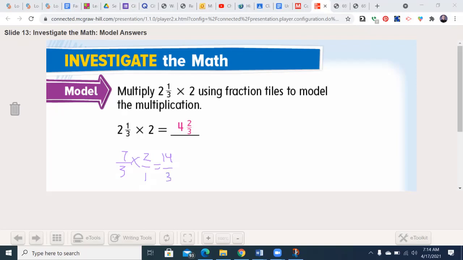3 goes into 14 4 times. And there's going to be a remainder of 2 because 3 times 4 is 12. So this is where I get my 4. The remainder is 2. And the denominator is still 3. 4 2/3. Let me go ahead and clear that.